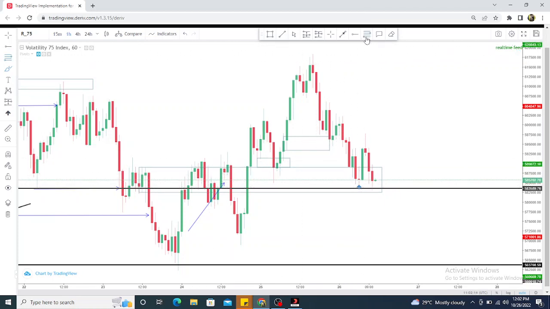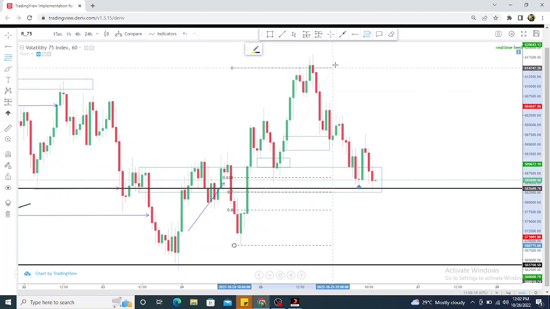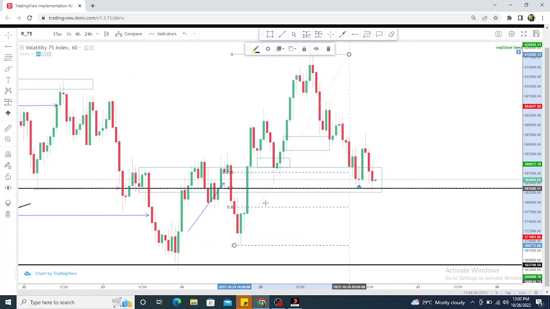This is how I had the entry. I plot my fib from the low to the high and look for my discounted area. My discounted area falls between the 0.618 level and the 0.80 level. That's why I drew this box here. This first box was a fair value gap in a higher time frame, which the market had to cover.